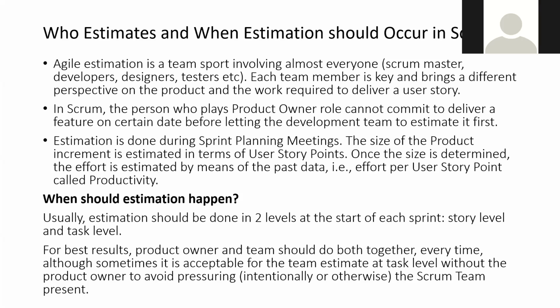And then when should estimation happen? So we've put down here that estimation should be done at 2 levels, at the story level and then at the task level. At the story level, the product owner comes out to say, okay, this is what we need to do, and gives a brief to the team to say this is what has to be accomplished. And then at the task level, that's when the team actually breaks the story down into tasks, and then each task is taken and estimated.